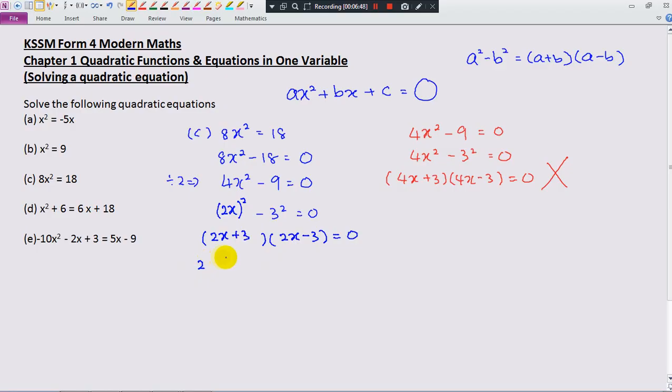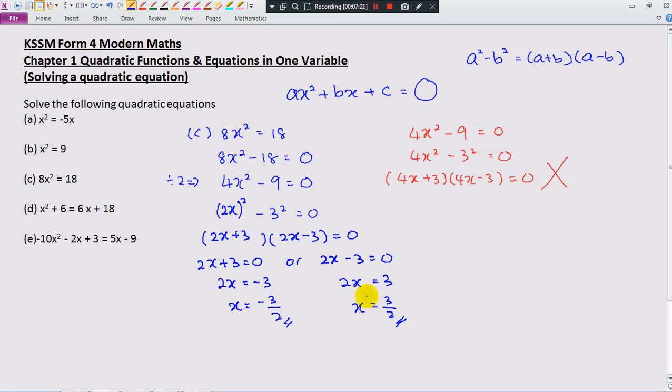Okay, so the next step is the same as what we did just now. 2x plus 3 is equal to 0, or 2x minus 3 is equal to 0. So 2x is equal to 3, x is equal to 3 over 2. We do the same thing for this part. 2x is equal to negative 3, so x is equal to negative 3 over 2. So these are the roots, these are the answers for these quadratic equations.